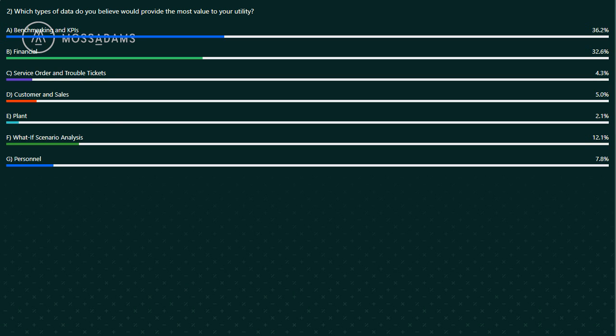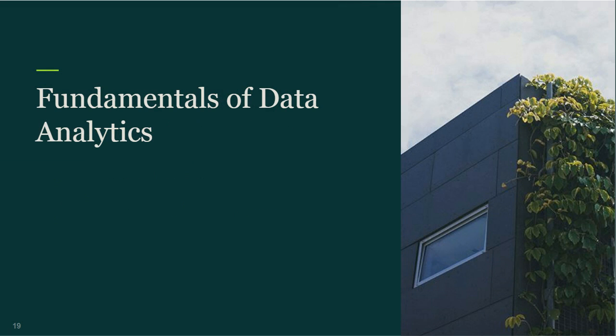Interesting. So coming off of what Colleen just said, benchmarking KPIs is definitely very important. Financial is pretty big as well. There are some other things in here, but I think that's very interesting, and this really leads nicely into a discussion about data analytics. We'll get to KPIs and benchmarking in a minute.